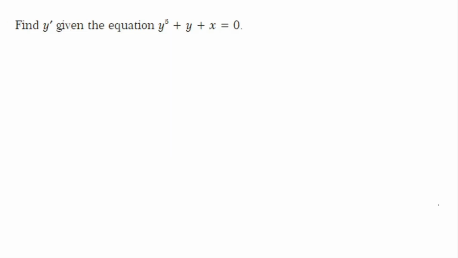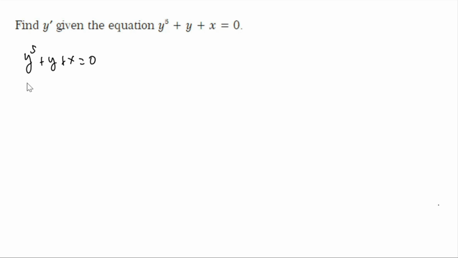So I have here the example. Find y prime given the equation y to the fifth power plus y plus x is equal to 0. So solving for this, I will write the equation here again: y to the fifth power plus y plus x is equal to 0.